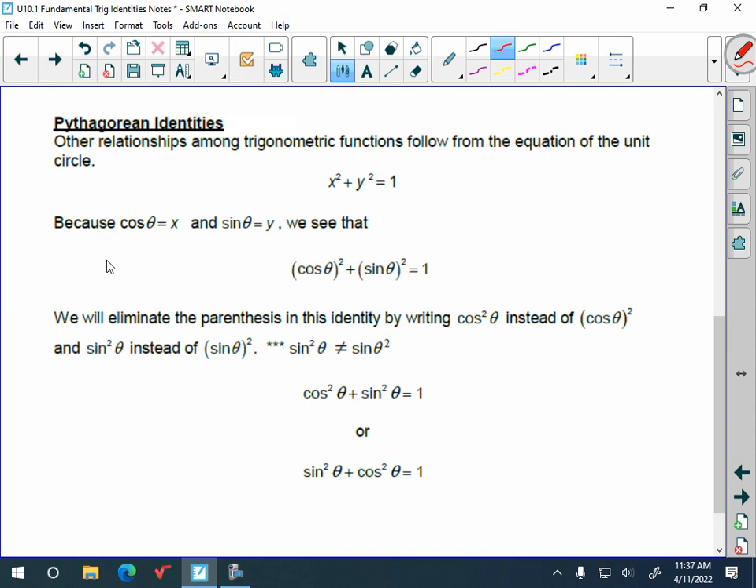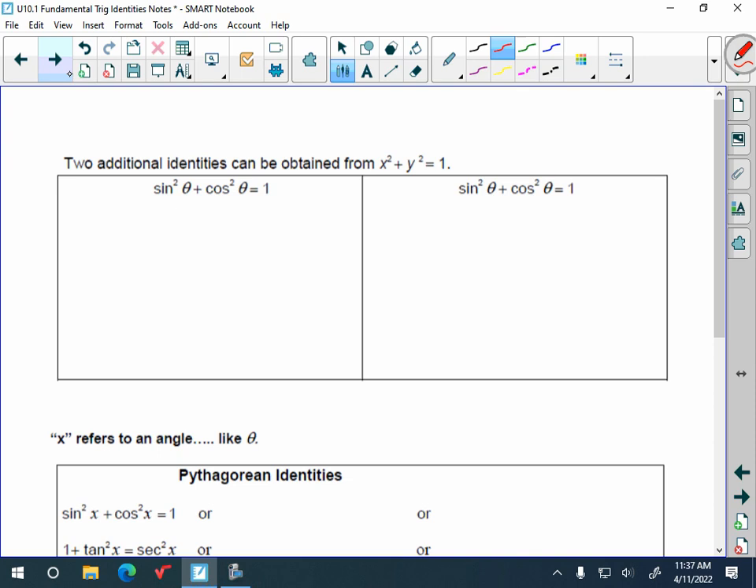Now if I take the Pythagorean identity, cosine squared plus sine squared equals 1, or sine squared plus cosine squared equals 1, I can create 2 additional identities from this one right here. So I wrote it twice just so you can see how I manipulate it to get 2 more identities. What I'm going to do is take the sine squared plus cosine squared equals 1, and divide every single term by sine squared. Then I can use my reciprocal identities and quotient identities to simplify it even further.